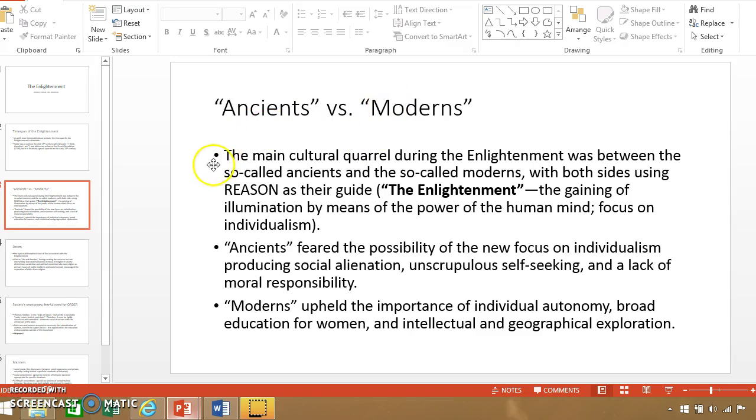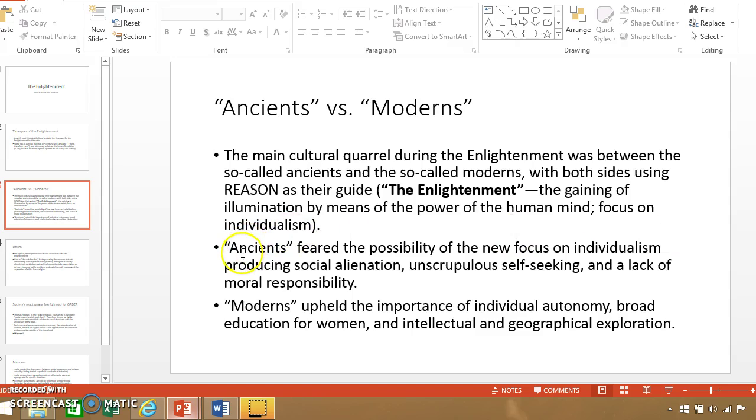The main cultural quarrel during the Enlightenment was between the so-called ancients and the so-called moderns, with both sides using reason, that was their common ground, as their guide. The Enlightenment, after all, refers to the gaining of illumination, the old light bulb above the head, by means of the power of the human mind, with a focus on individualism.